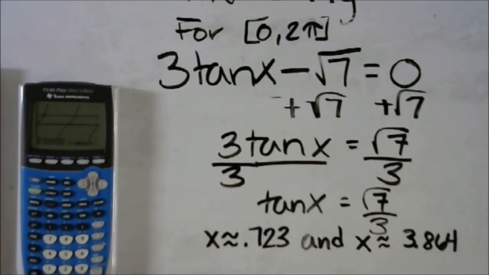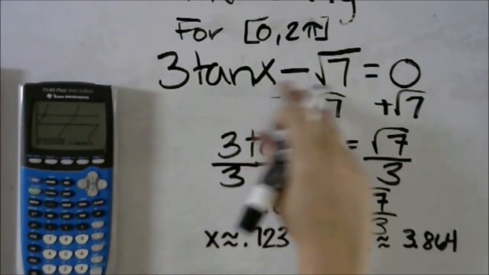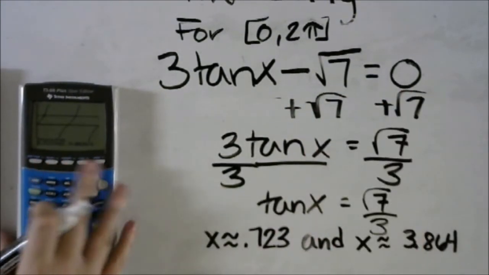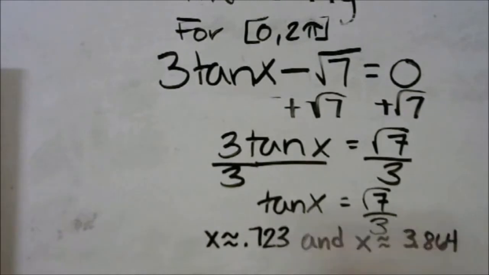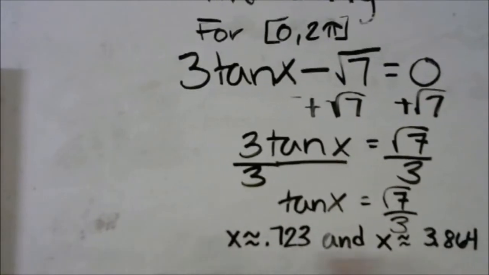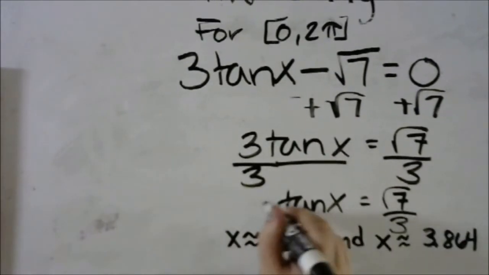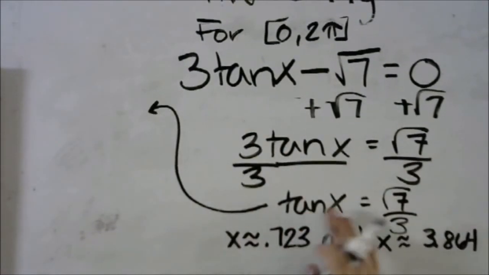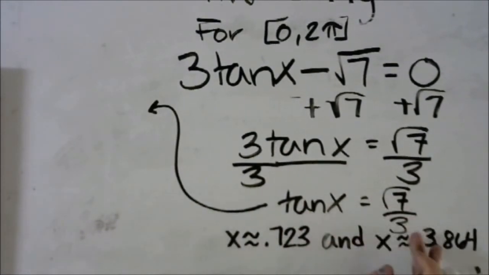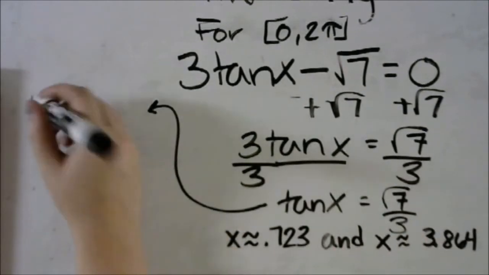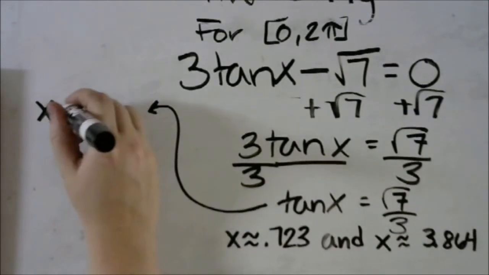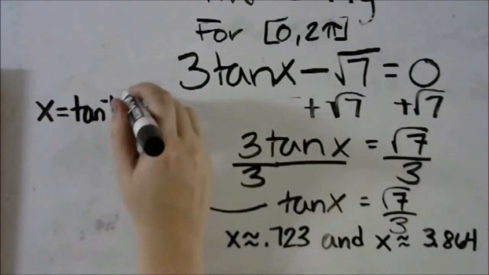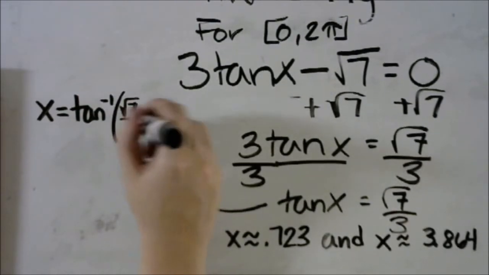So there you have it. My 2 answers for 3 tan x minus rad 7 is equal to 0. I'm going to move the calculator out of the way, and then off to the left side of my equation, I'm going to find these same solutions using an inverse function. So from here, if I know tan x is equal to rad 7 over 3, then I can say x is equal to inverse tangent of rad 7 over 3.